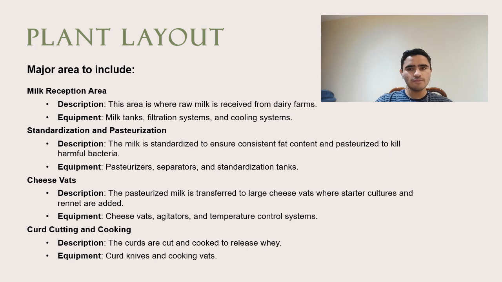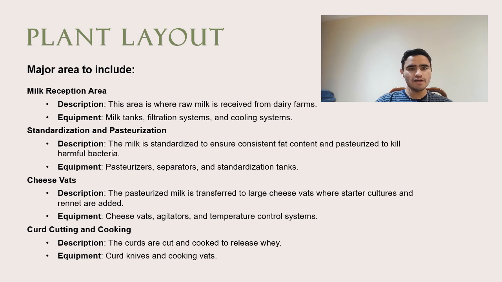The first area is the milk reception area, which is the milk receiving area. First the truck is parked in that area and the milk is received. The operations here are that milk undergoes filtration and cooling to maintain quality. The milk tanks here ensure proper storage before processing begins. And the next area is the standardization and pasteurization area.